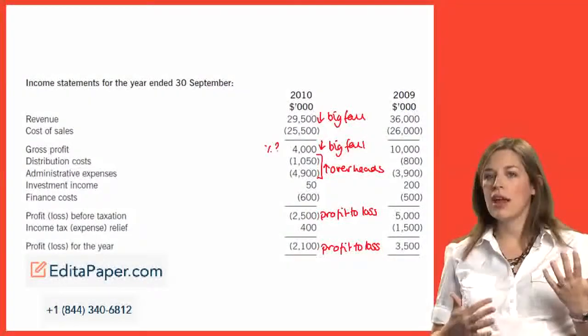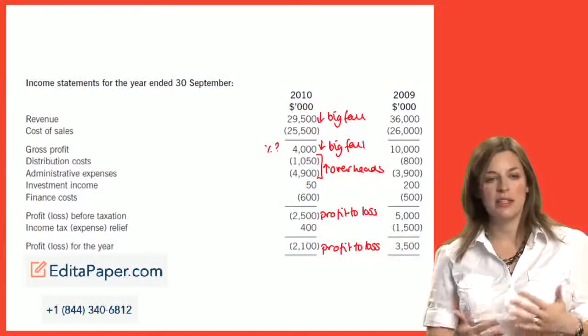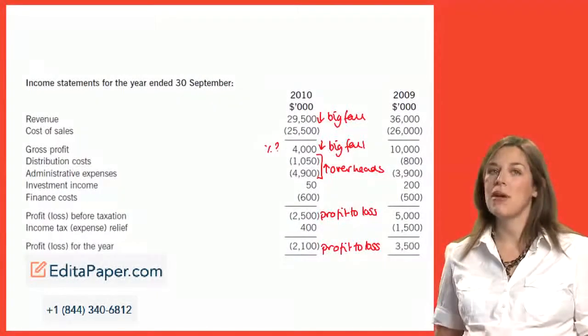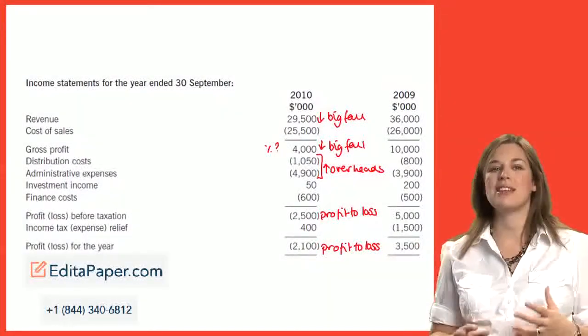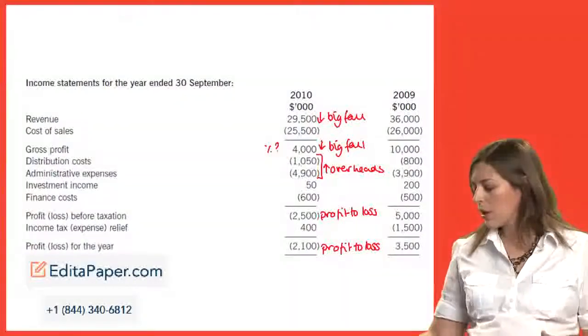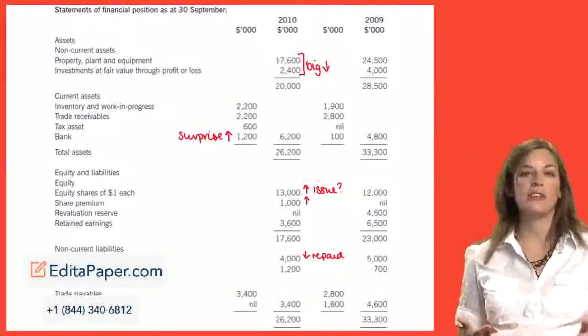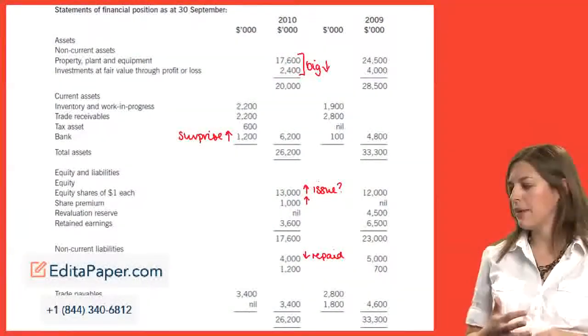So I'm concerned now there's something going on in this scenario, which means this company isn't doing so well. So I've got some ideas already about the kind of things I might want to talk about. If we move on to look at the statement of financial position, what else jumps out at me?